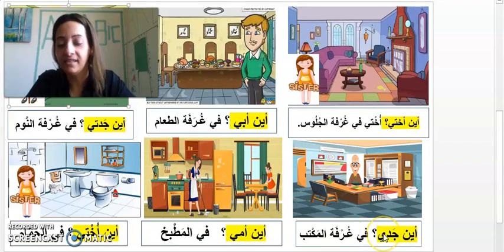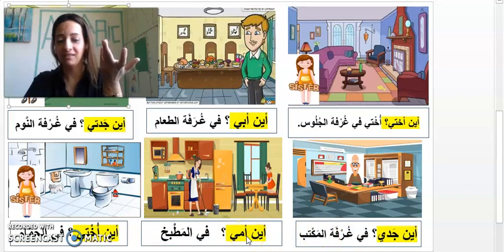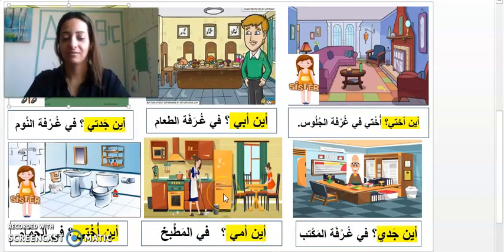أين جدي؟ أحسنت. في غرفة المكتب. Well done. Correct answer. في غرفة المكتب. أين أمي؟ في المطبخ. أين أختي؟ في الحمام. Okay. Hope that was clear.